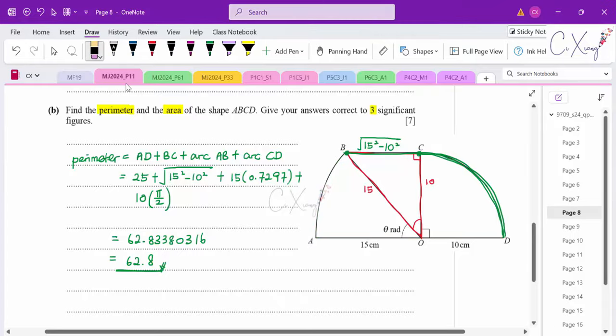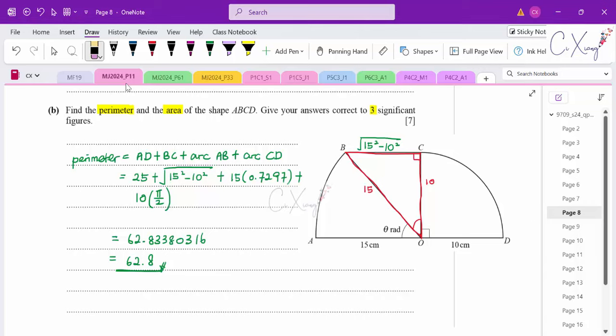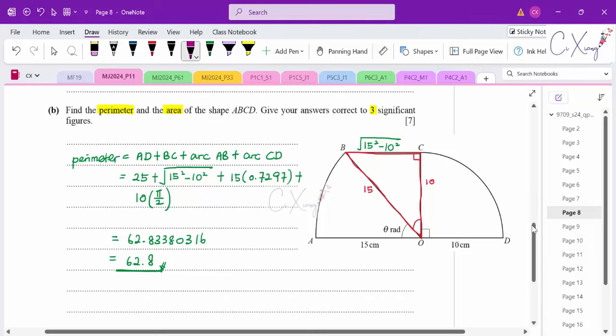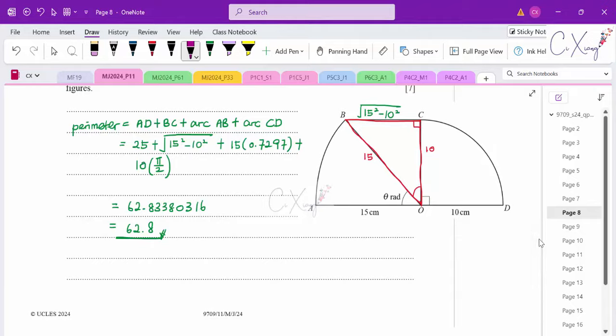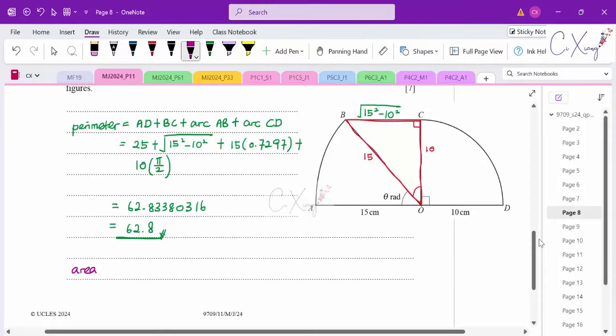Okay, all right. Then next one. Besides the perimeter, they also want us to find out the area. So how can I find the area for this one? Okay, so let's start. To find the area, I want to use the area of this sector, OAB, or AOB or whatsoever. Okay, then plus the area of the triangle BCO or BOC, then plus the quarter circle OCD.